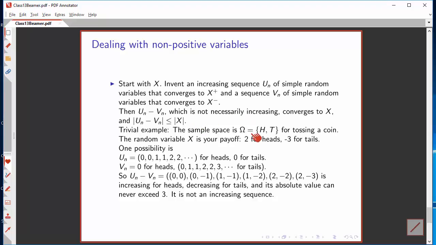The sample space has two elements, heads and tails. We're tossing a coin. The random variable is the payoff. You get 2 if the coin comes up heads. You lose 3 if the coin comes up tails. And one possible increasing sequence of simple random variables that's consistent with this is: we have 0, 0 on days 1 and 2, 1, 1 on days 3 and 4, and subsequently we pay off 2 for heads.